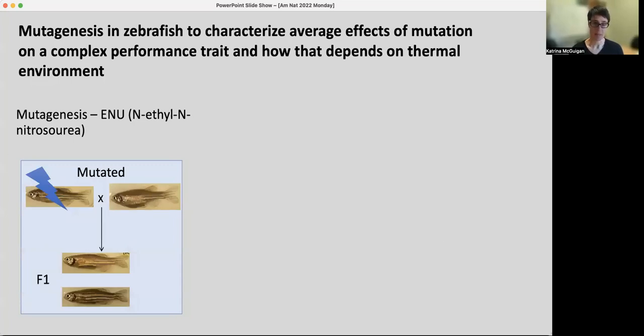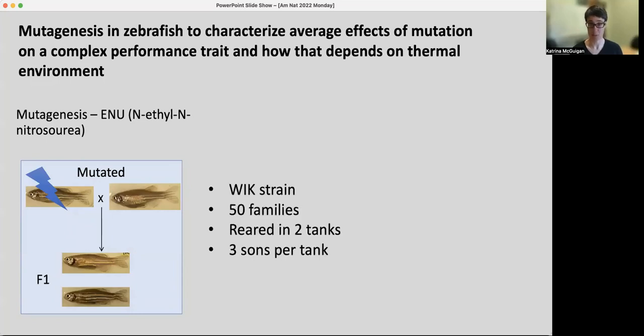So in this experiment, what we did was we exposed 50 male zebrafish from a particular strain, WIC, to the mutating agent ENU. We allowed them a couple of weeks to regenerate sperm, so we were looking at non-mosaic mutations, and bred them with a female from the same base population to generate those 50 full sibling families, which were then reared in 2 different tanks.